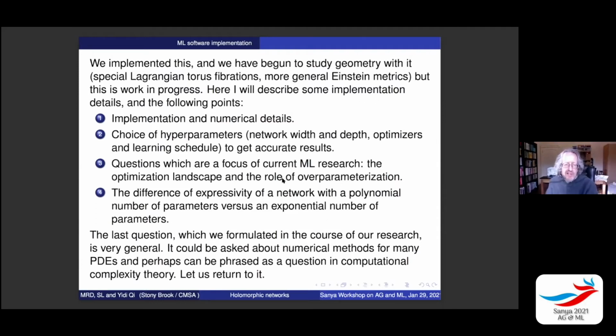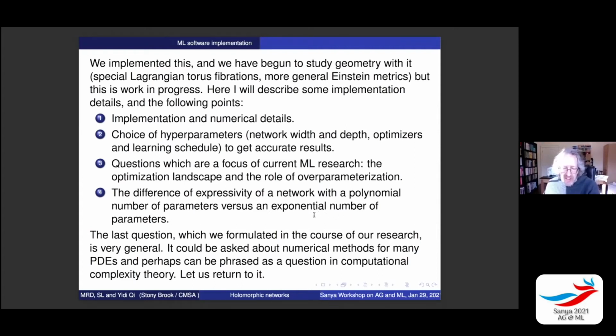So here I've listed a few of these things. And obviously there are detailed questions about the implementation. You always have to choose hyperparameters and optimize these: the architecture, the width and depth of the network, the way that you optimize. The questions that machine learning in supervised learning is trying to come to grips with are questions like overparameterization. I'll describe that.